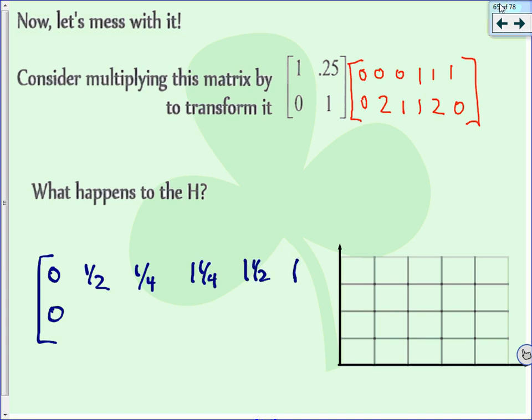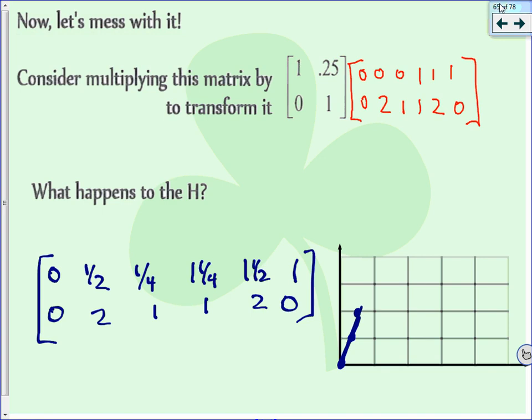Good work, but I meant if you drew it out geometrically. Well, let's draw it out. So 0, 0. And then I go 1/2, 1. See how that looks? 1/4, 1. So that is the left side of my H now.